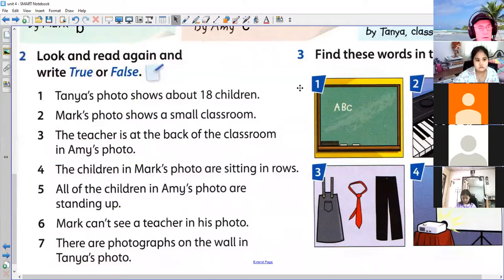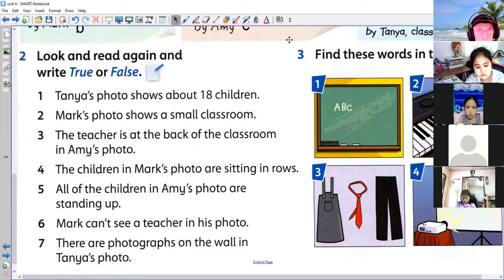Right, so I would like one student to read. Oh, it says here, look and read again. So reading these three descriptions, then write true or false to these sentences. So, who's reading number one?